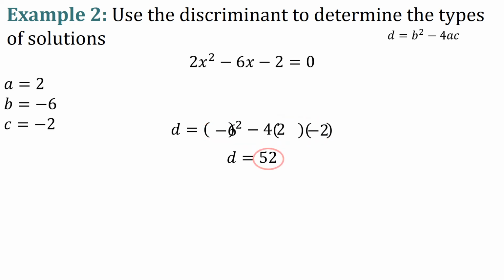Since 52 is positive, we know that it's greater than 0, which means that we're going to have two real solutions. So that is how you use the discriminant to determine the types of solutions for a quadratic function.